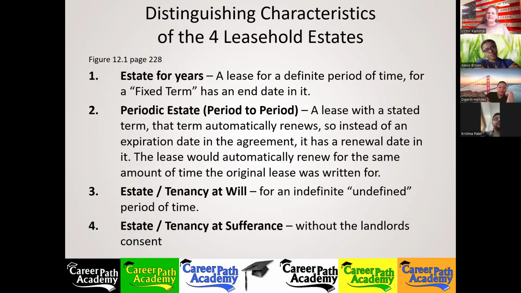Whereas a periodic estate, from period to period, also has a date in it, but that date is not an end date. It's a renewal date. This type of leasehold estate, the lease will automatically renew for the same amount of time that the original lease was written for.